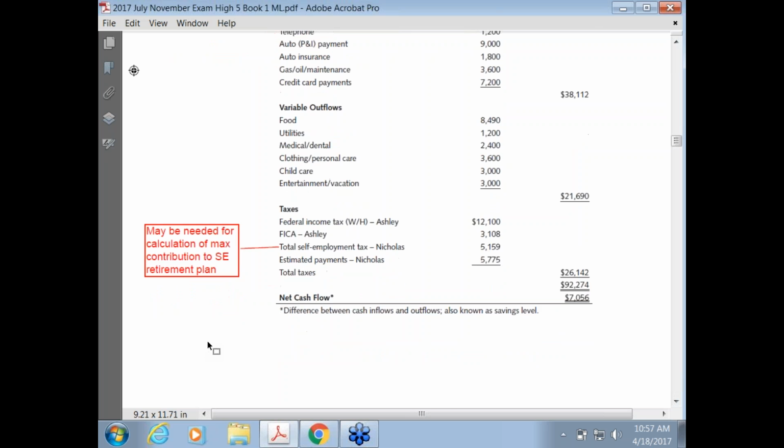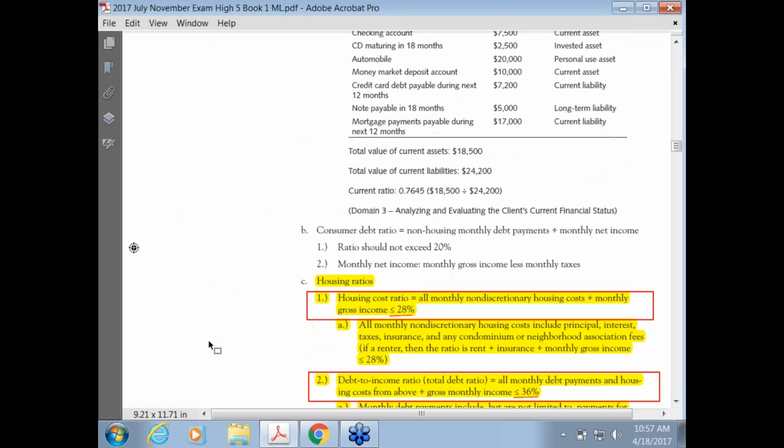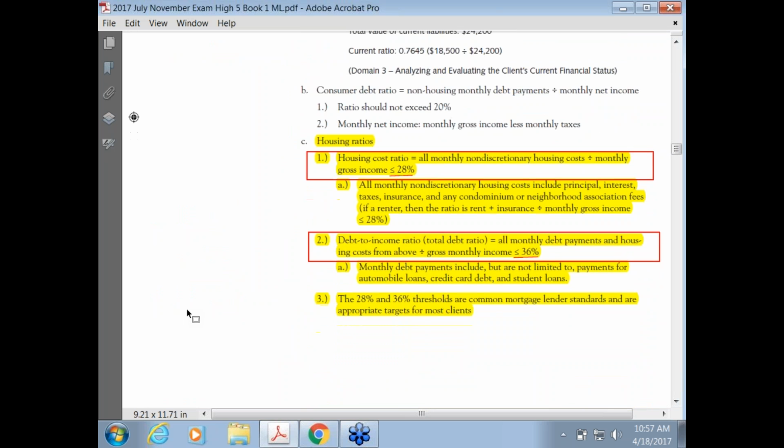All right, here are the housing ratios, and this is a popular exam question as well. There are all kinds of ratios you see in the materials, but these are the two that seem to be most heavily tested. The housing cost ratio is the housing costs, and that would be your PITI, divided by monthly gross income. And we would be looking for that to be equal to or less than 28%.